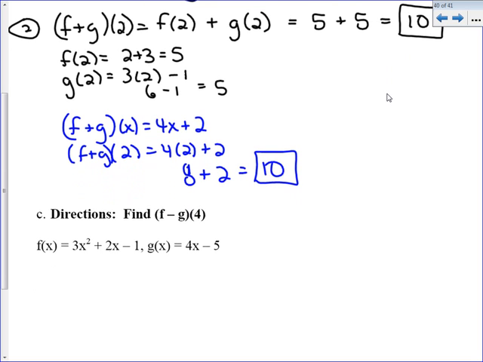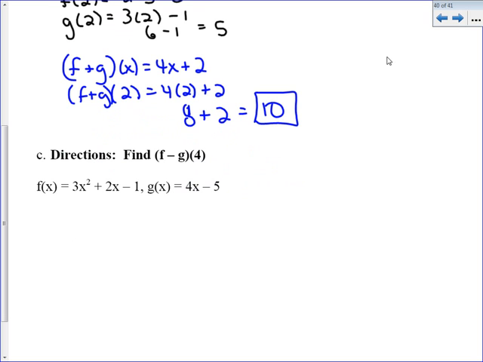So you see C says find f minus g of 4. It doesn't ask you for f minus g of x first, so I would not waste your test time, your homework time, whatever, finding it first. I would just realize that, okay, I need to find f of 4. I need to find g of 4. Take those two answers and subtract them. That's what that problem's asking for.